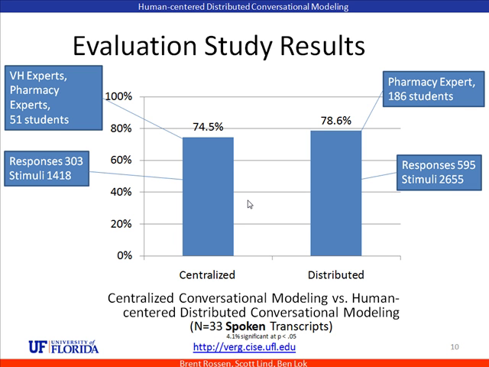So what was our result? Well, with centralized conversational modeling, the final conversational model had 74.5% accuracy, and the distributed conversational model had 78.6% accuracy. And you may go, well, okay, that's only a 4.1% increase, which is significant at p less than 0.05, but it's not something that an end user is ever going to notice. The big thing is, the centralized conversational model took 200 hours over the course of 6 months and a huge collaborative effort, whereas the distributed human-centered conversational model took 15 hours over the course of 2 weeks. So it's much more efficient.